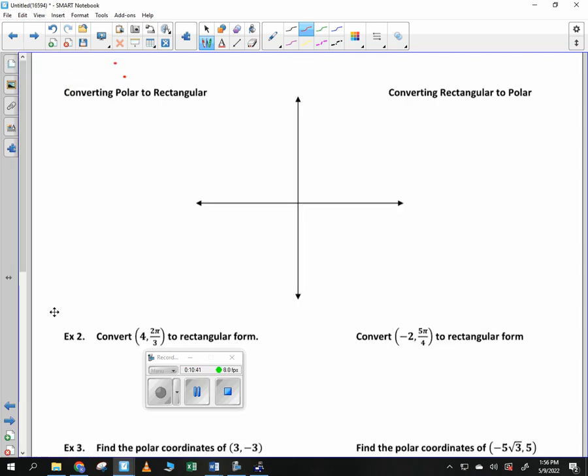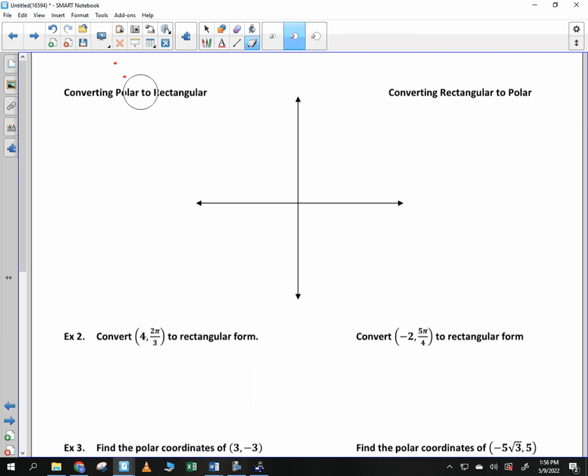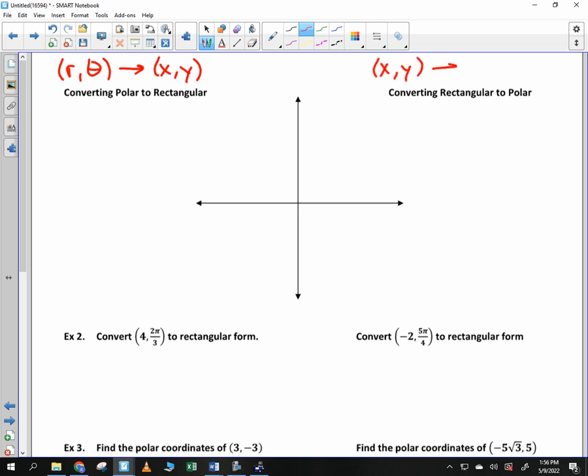All right. So we would like to be able to convert back and forth between these. So we would like to be able to go from polar, which is r theta, and convert that to xy. We would also like to be able to go from xy and convert it to r theta. I would encourage you to include something like this on your notes. I think that this would be the most important part. So if I have a coordinate that's plotted, it has a radius and it has an angle.